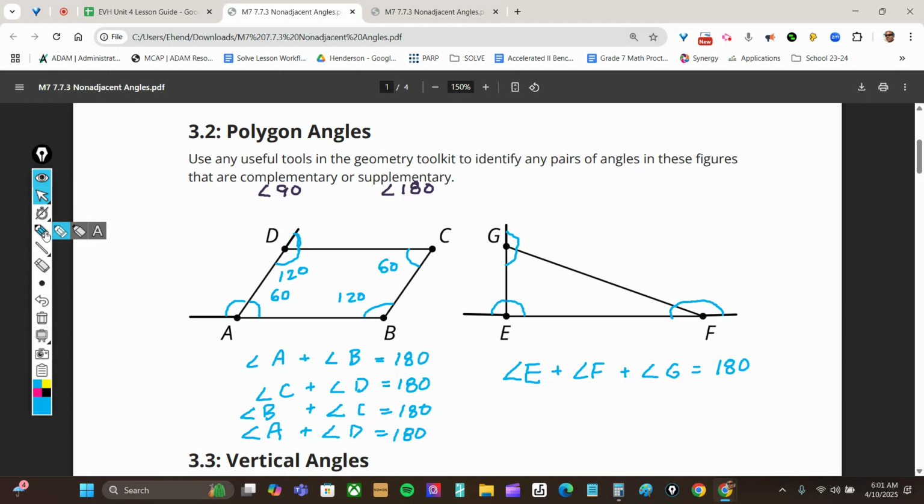Alright. And obviously, assuming that this is 90 degrees, if angle E is 90 degrees, then that means that angle G plus angle F must equal 90 degrees. So these two, G and F together, are complementary. Go ahead, add that to your notes, and then let's get ready to move to the next one.